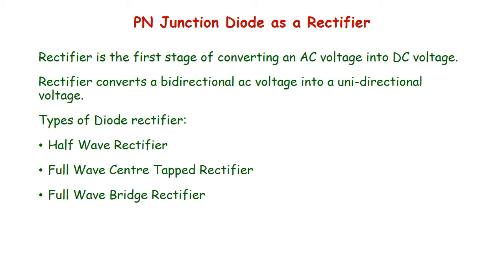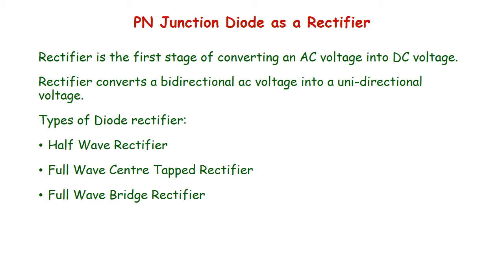AC itself is a sinusoidal voltage, that means every half cycle the voltage changes direction. So for half cycle it is positive, for the next half cycle it is negative. What a rectifier does is convert this bidirectional AC voltage into a unidirectional voltage. So depending on how you connect your diode, you have only one half cycle. That means the diode conducts only during the positive half cycle.